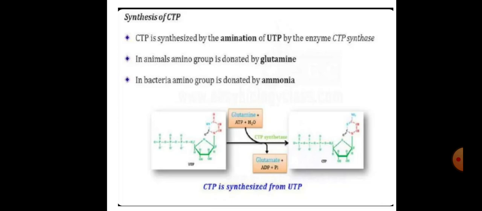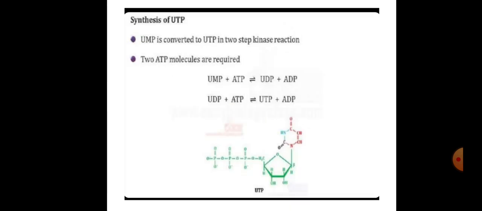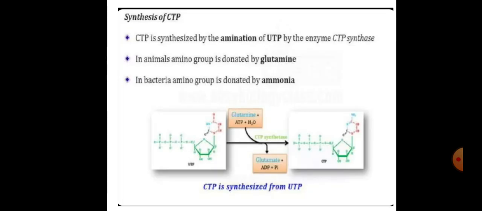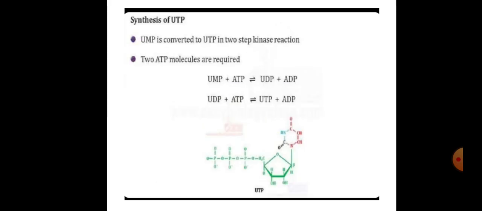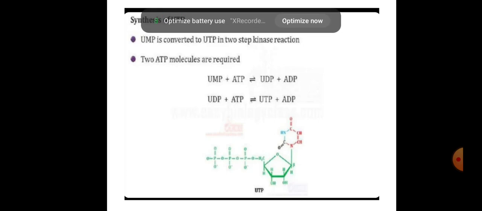Then synthesis of CTP, another pyrimidine. The first pyrimidine is uracil, and the next pyrimidine is cytosine. Cytosine triphosphate is synthesized by the amination of the UTP. So first UMP is formed, and from the UMP, UTP is formed.